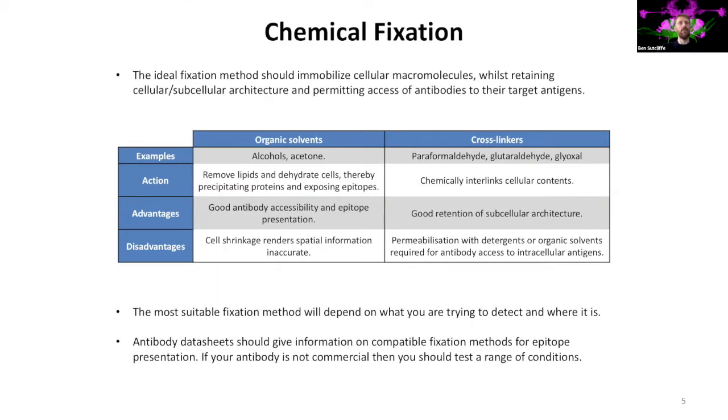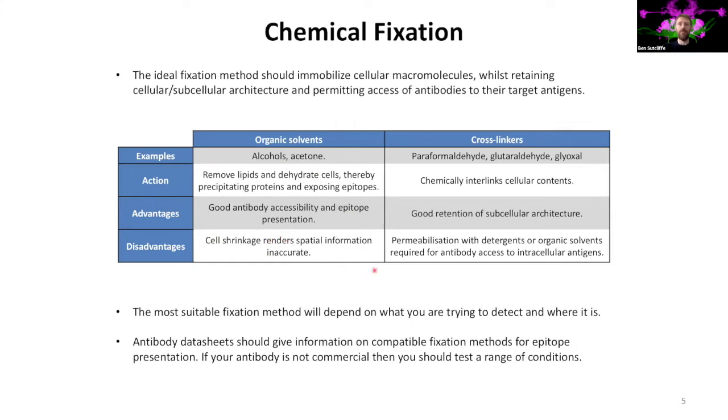So as mentioned, chemical fixation. Unless you're going to do live imaging, the cells need to be ideally fixed to immobilize the molecules within them and maintain the cytoarchitecture. It also permits access for antibodies to their target antigens. There are different types of fixatives out there. There are organic solvents, and these can permeabilize cells and tissues. Examples are the alcohols and acetones. They remove lipids and dehydrate the cells, so you can get your antibody to the epitopes of interest. They're bad because they tend to shrink the cell, so you don't end up with accurate spatial information.